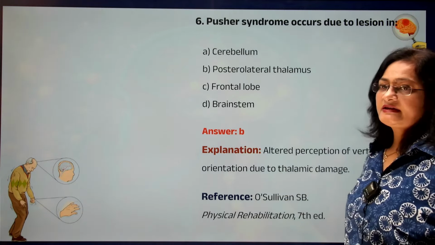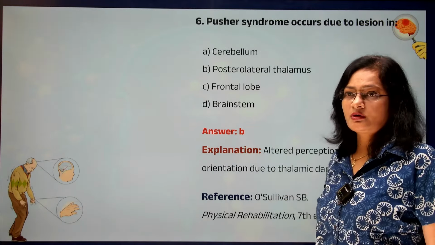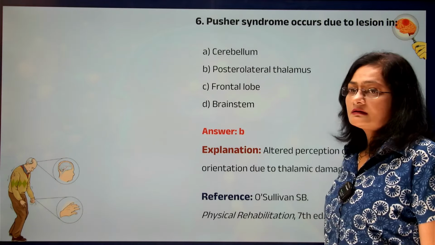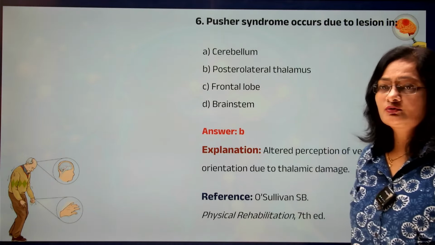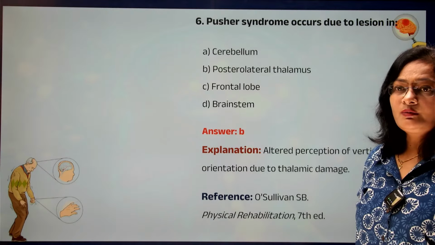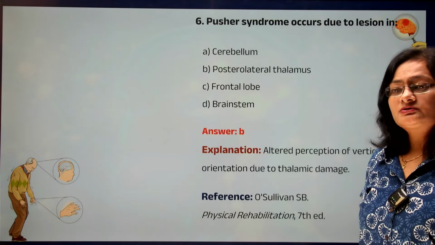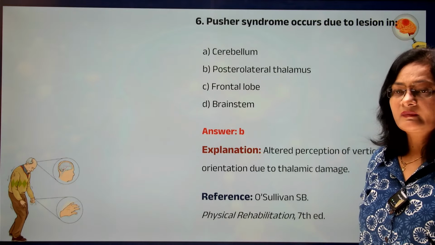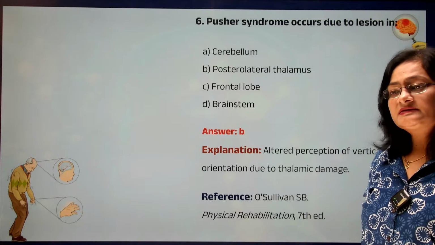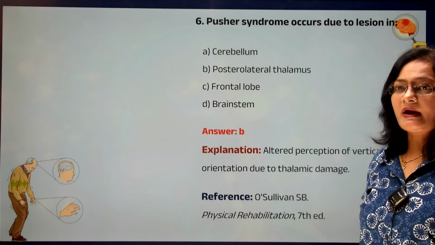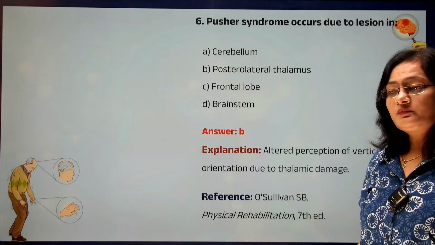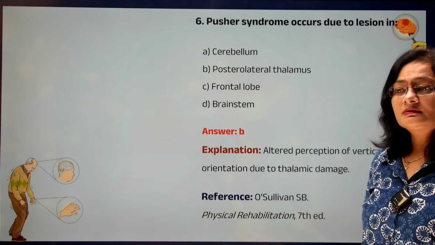The next MCQ: Pusher syndrome occurs due to lesion in. The options include cerebellum, posterolateral thalamus, frontal lobe and brainstem. So the answer will be B. Whenever there is affection of the thalamic region, specifically the posterolateral part of the thalamus, it will result in Pusher syndrome.